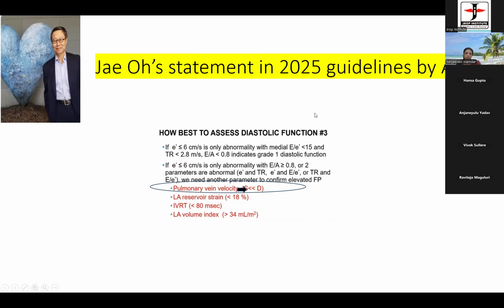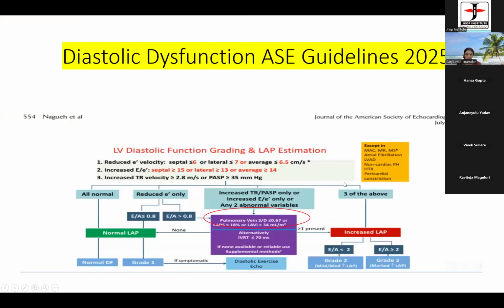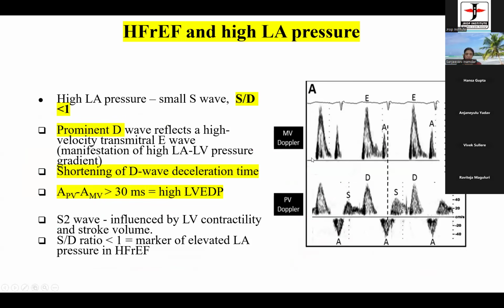Again, they should know that these are two different parameters and they should evaluate them that way. The pulmonary vein Doppler has maintained its position in the 2025 ASE guidelines along with LA reservoir strain, so don't forget to interrogate them. Whenever this indeterminate group is there, along with LA volume and LA reservoir, the pulmonary vein S/D ratio is included in the new guidelines.